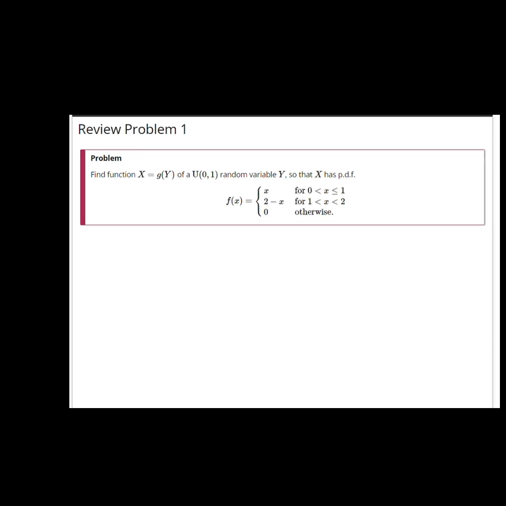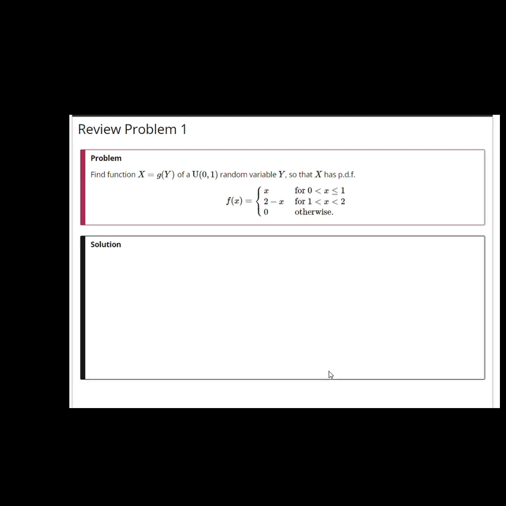Review problem 1. Find a function x, some function of y, where y is uniform on the interval from 0 up to 1, so that x has a given probability density function. This is a triangular density. Little f of x equals x when x is between 0 and 1, and 2 minus x when x is between 1 and 2. Elsewhere, f of x equals 0.